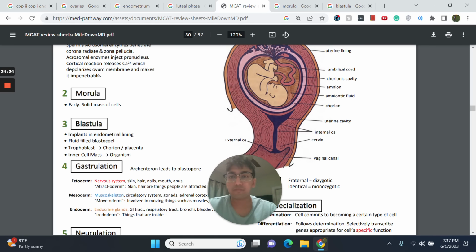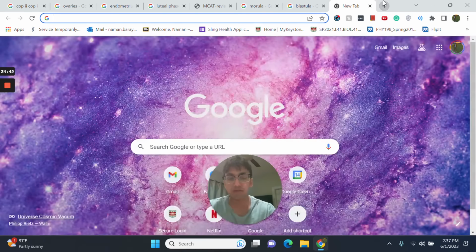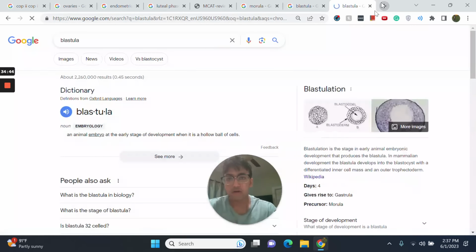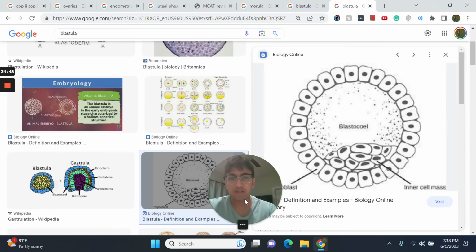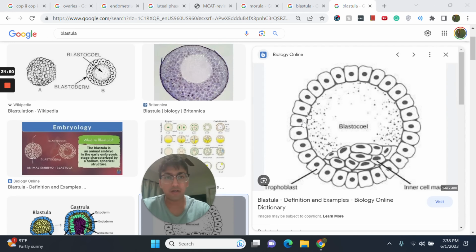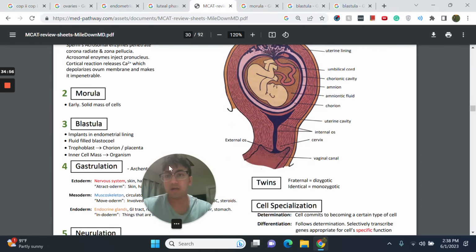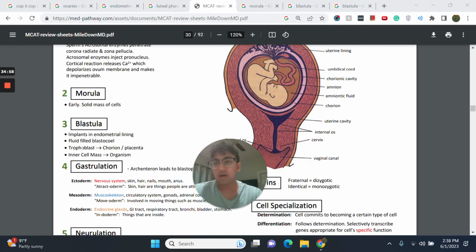And then we have the trophoblast, which eventually will become the chorion or the placenta. The trophoblast is that outer thing I was showing you. I'll show you again. So remember that this thing is the trophoblast over here, right? This outer lining of cells, and that's eventually going to become the placenta and the chorion.